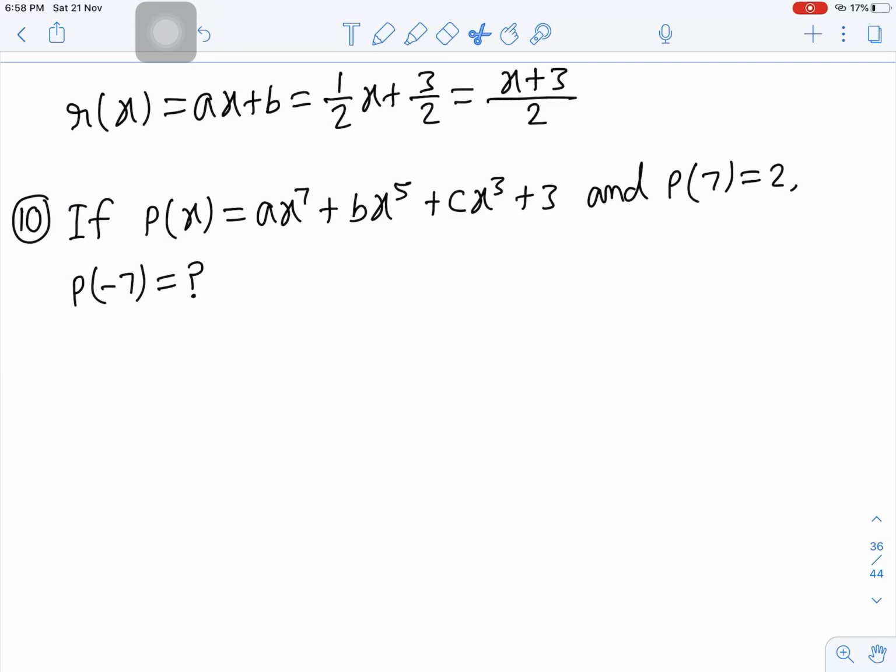So in question number 10, if p of x is equal to a into x to power 7 plus b into x to power 5 plus c x cube plus 3, and p of 7 equals 2, then you have to find p of minus 7.